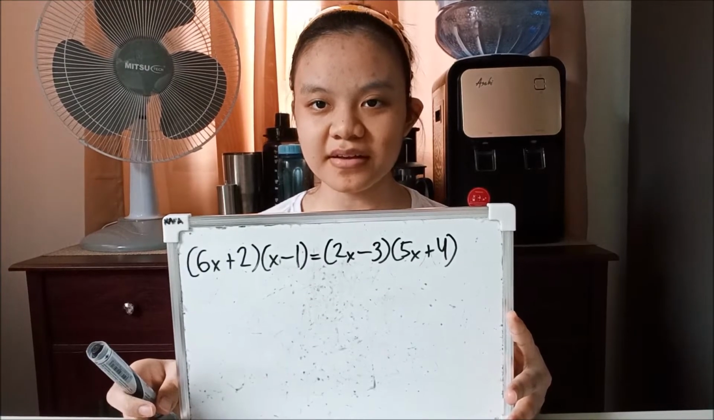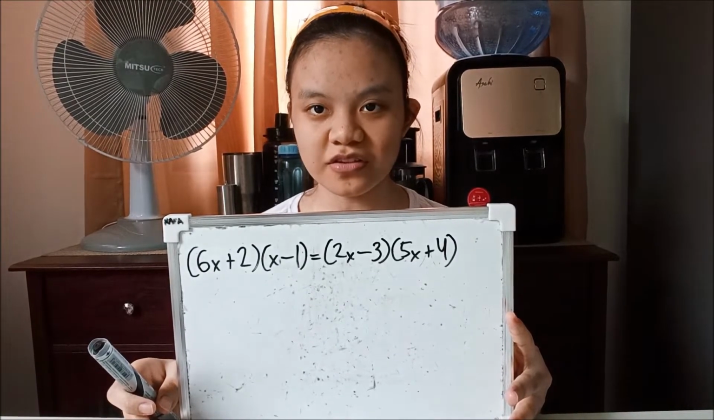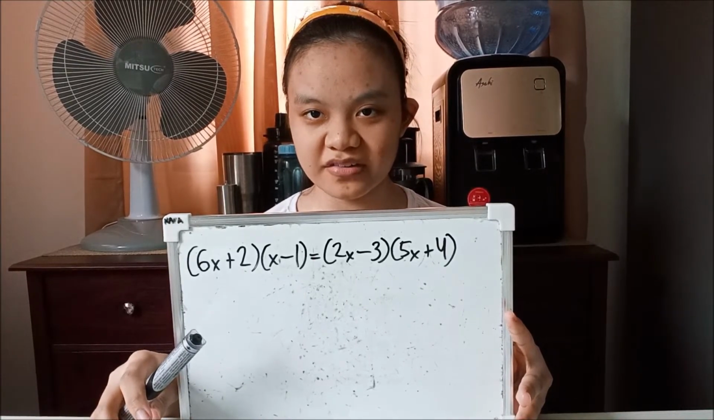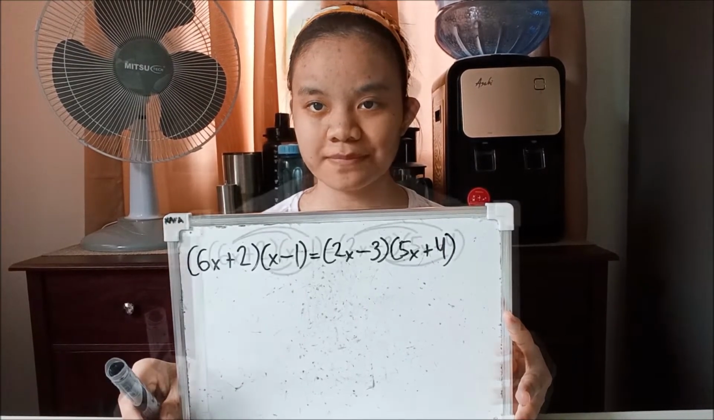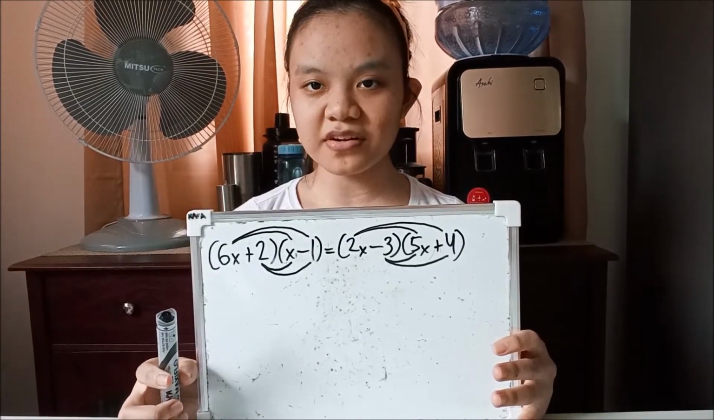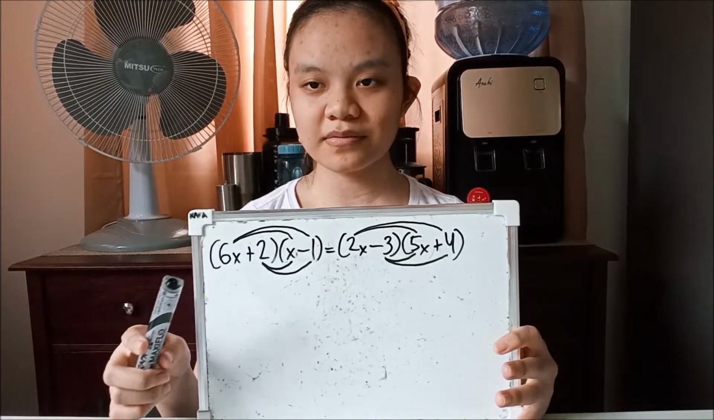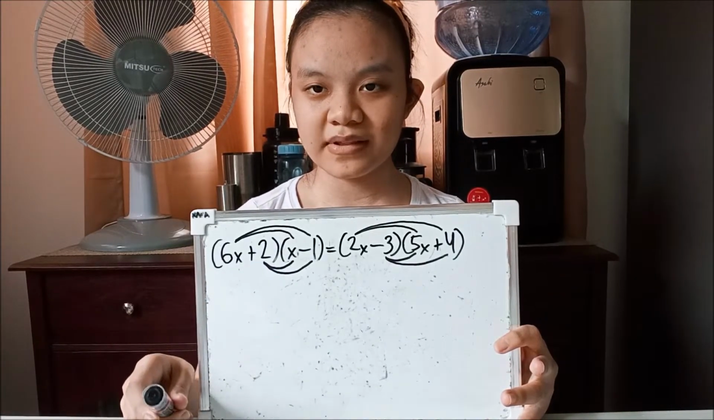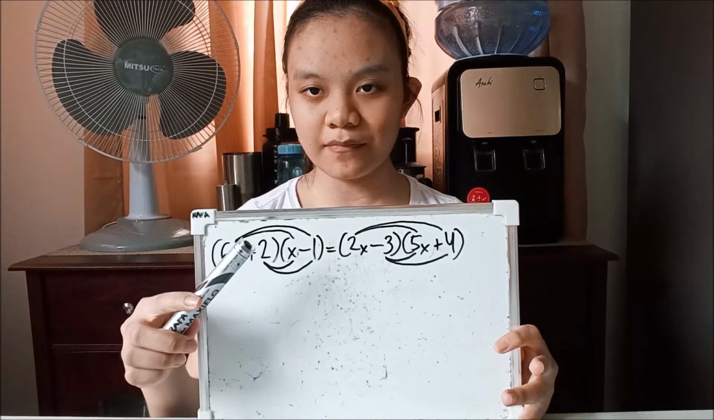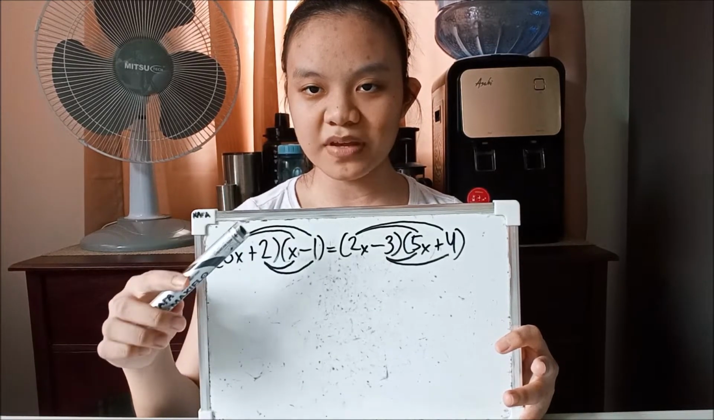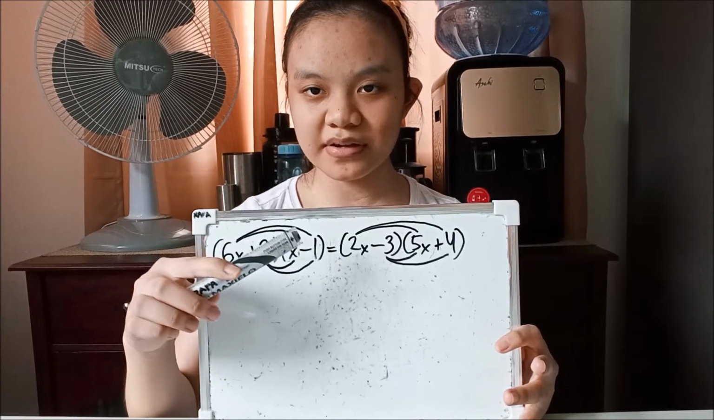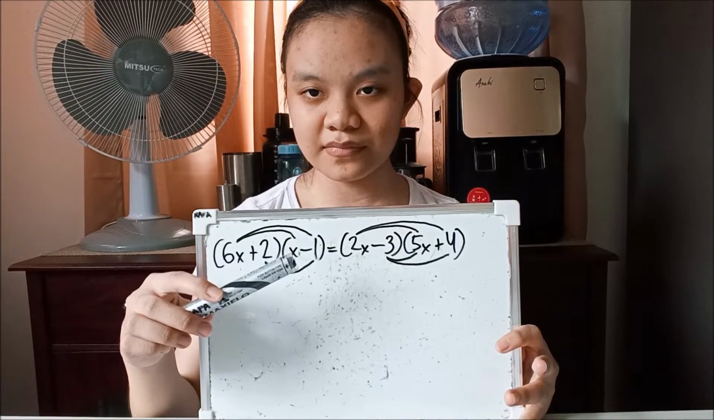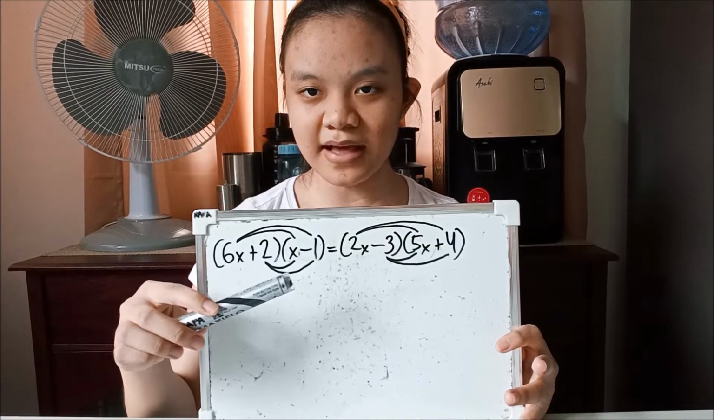So here is the second example of solving quadratic equations. And to do this kind of quadratic equation, we have to do the FOIL method. So if you don't know what the FOIL method is, I'll show you. The FOIL method comes from an acronym FOIL. F means first term, O means outer term, I means inner term, and L means last term.